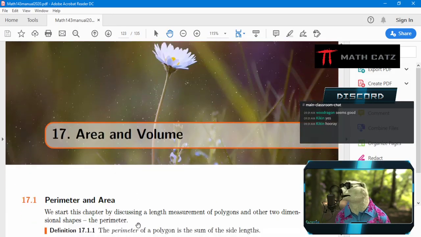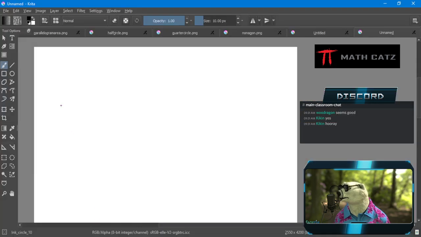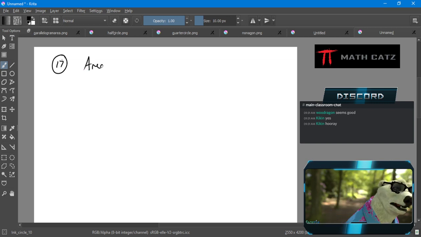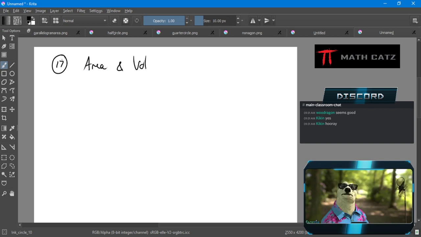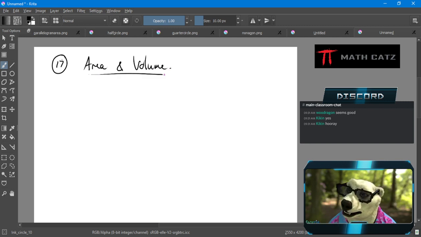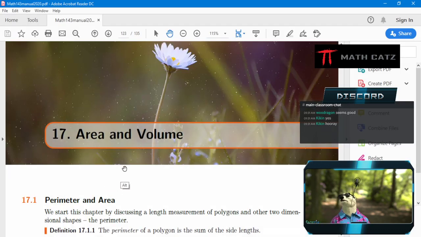Chapter 17. Area and volume. Now, we're not going to do this in one sitting. We don't have to rush at all. So we'll just do the first little section.